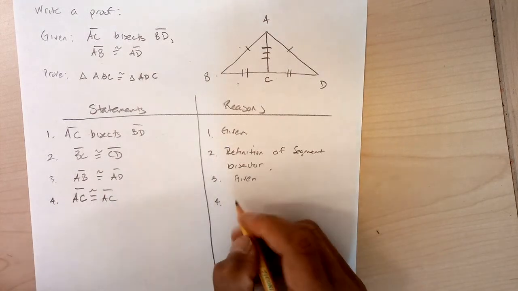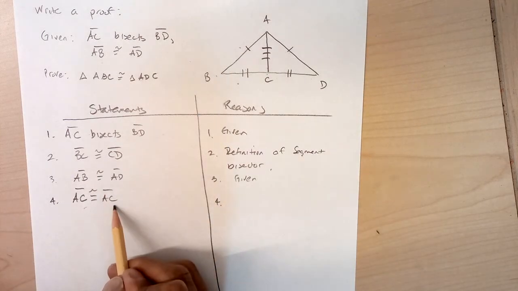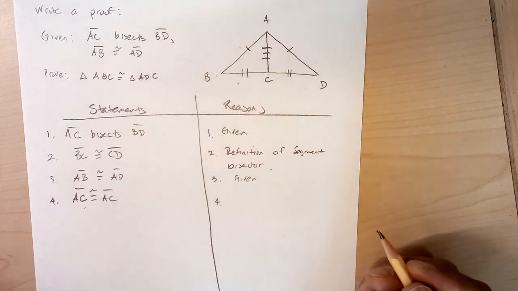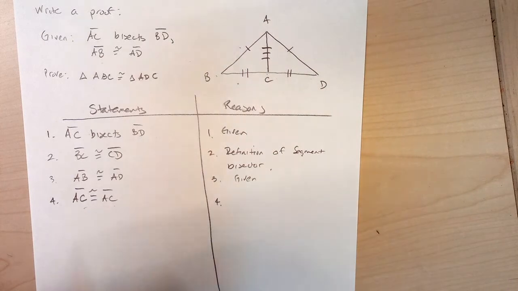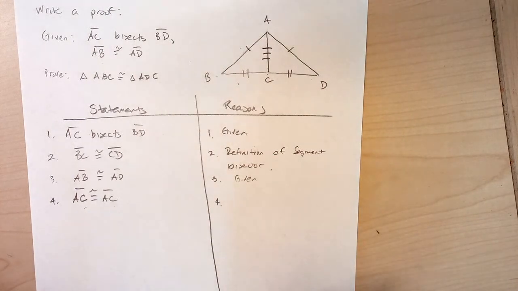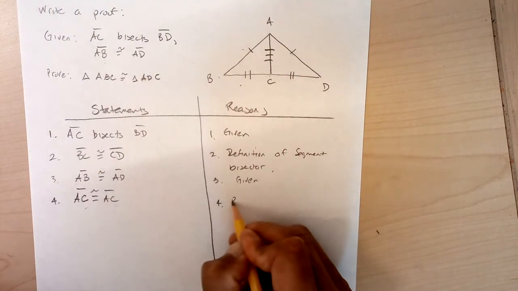And then the reason is it's the reflexive property. If you just write that, that's fine. If you write reflexive property of equality, that's actually not correct. This is not an equal sign. It would be the reflexive property of congruence, or even more specifically, the reflexive property of congruent segments.